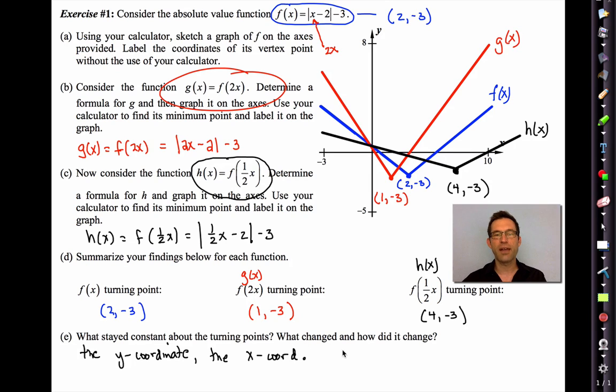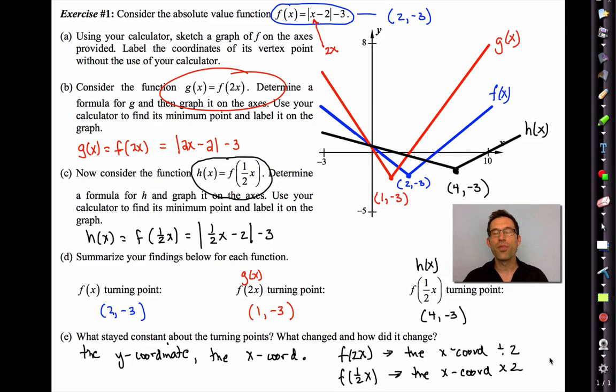When we multiplied x by 2, right, f of 2x, the x coordinate was divided by 2. And when we had f of 1/2 x, the x coordinate was multiplied by 2. Isn't that cool? In other words, when you multiply x by 2, it actually compresses the graph by a factor of 2. And then when you multiply by 1/2, it stretches it by a factor of 2.